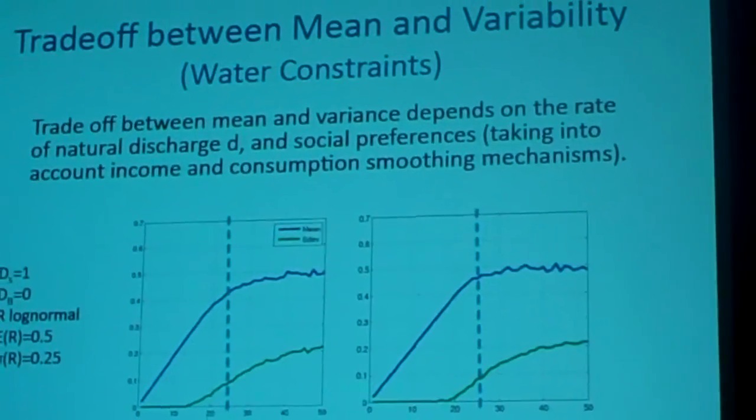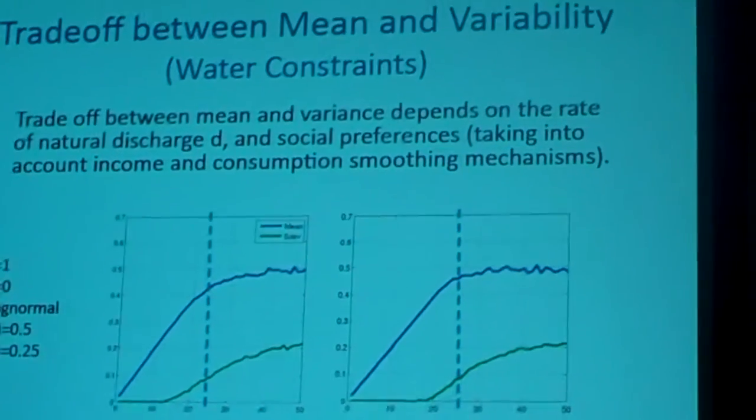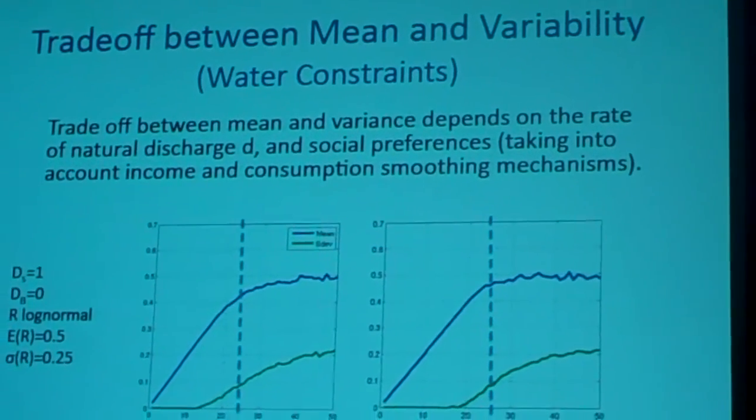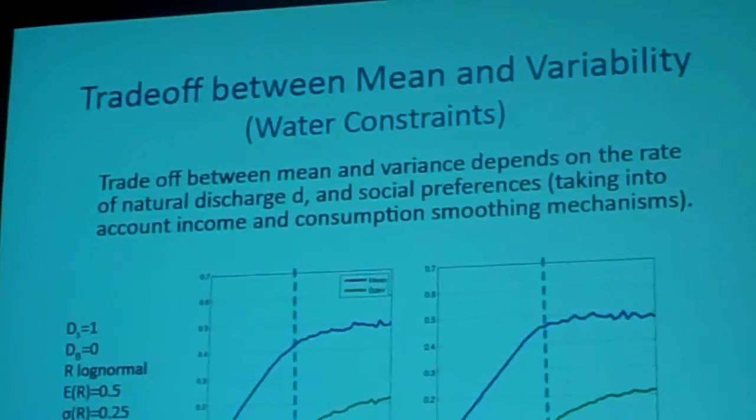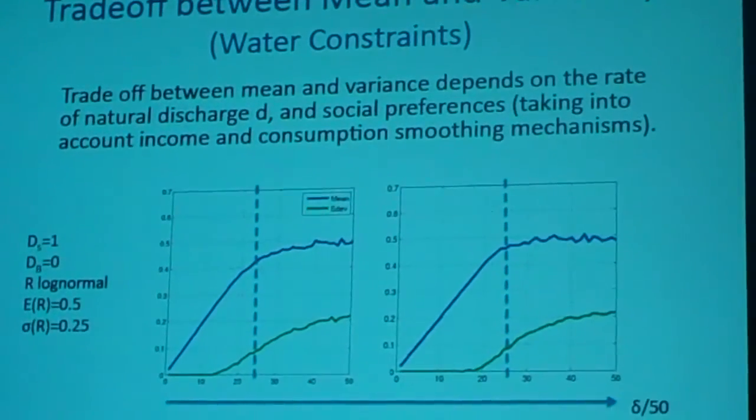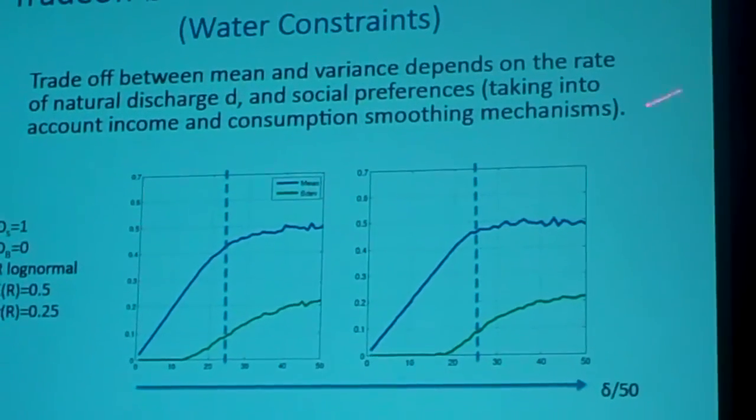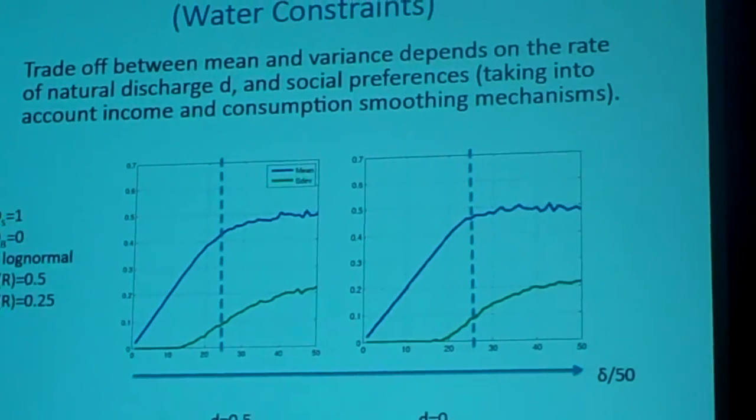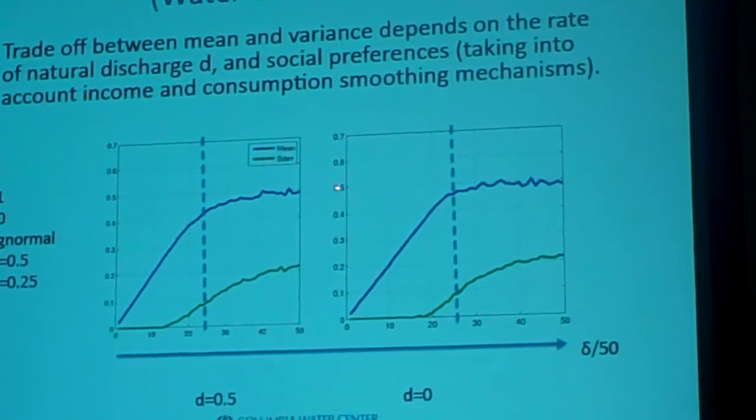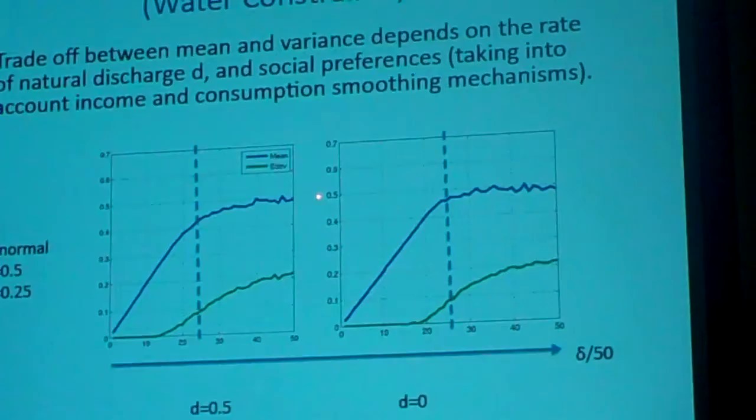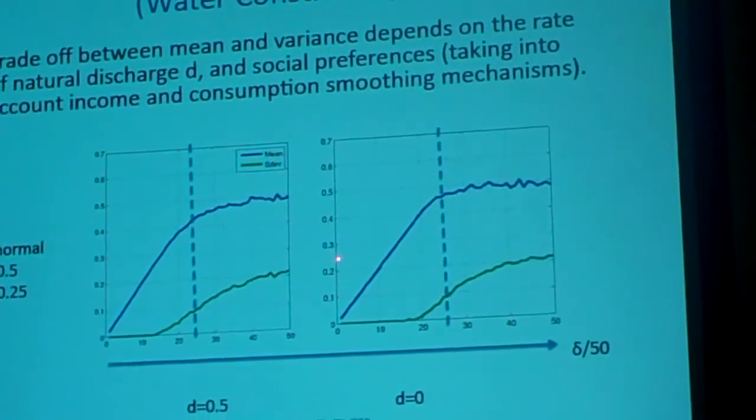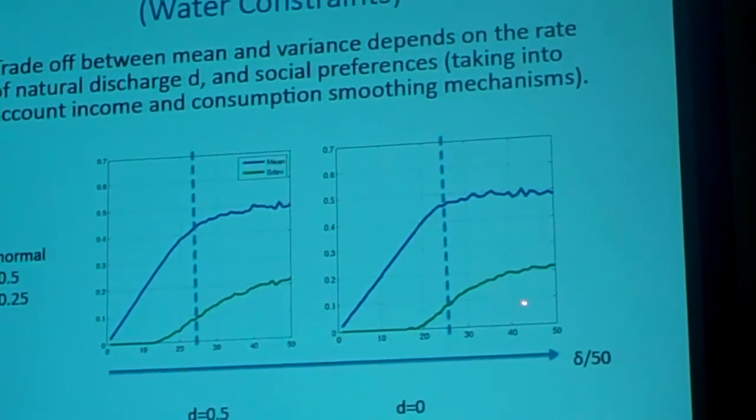We test this kind of model in different settings. Some of them we can solve in closed form solutions. Some of them, which are a little more sophisticated, require numerical simulation. But this is an example of what we find. So basically, here's a model where the mean rainfall is 1/2 and the variability is 0.25.